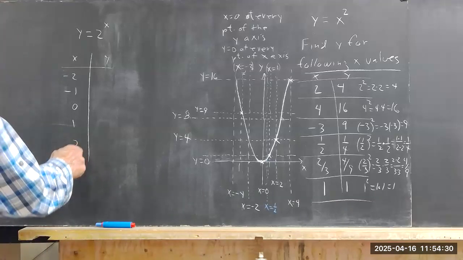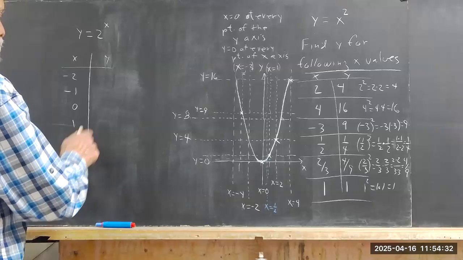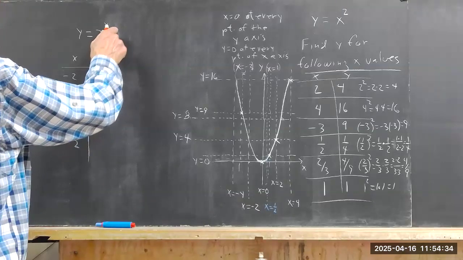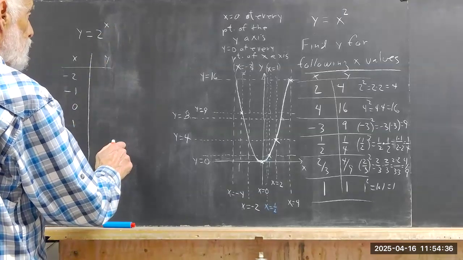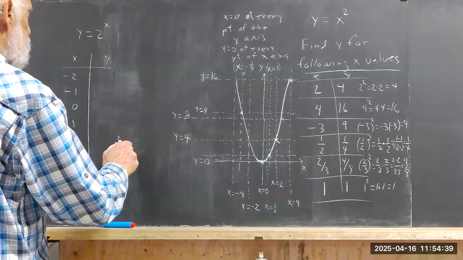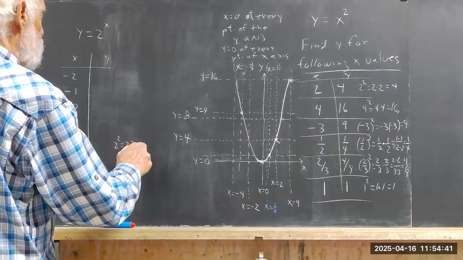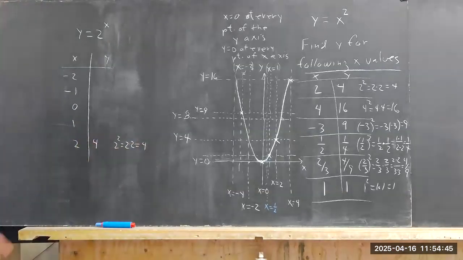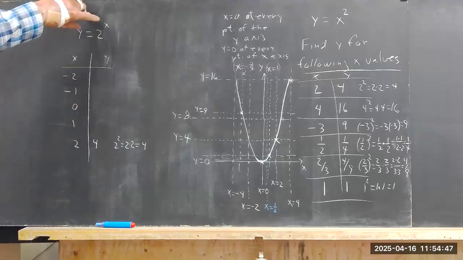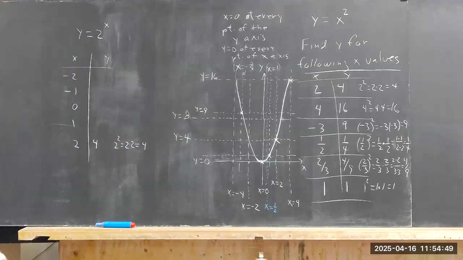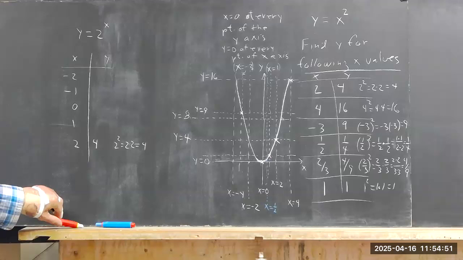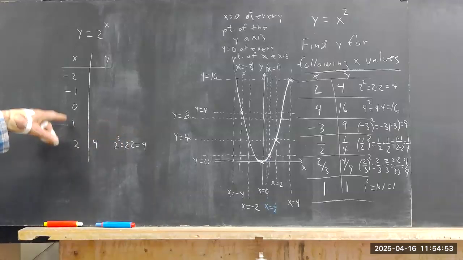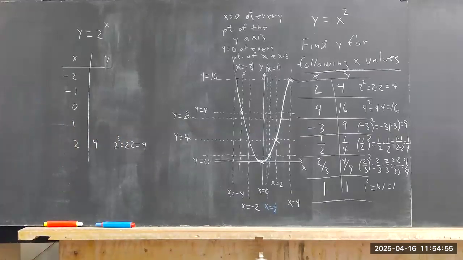So what are we going to get when x equals 2? When x equals 2, y equals 2 to the x. So you would get 2 to the second. It's 2 times 2, which is 4. So it should be clear that you're going to get 4 if x equals 2. Okay? Now show me the calculations for the other 4.